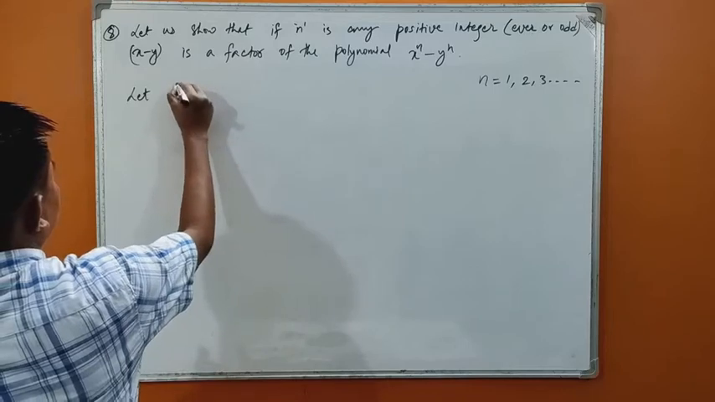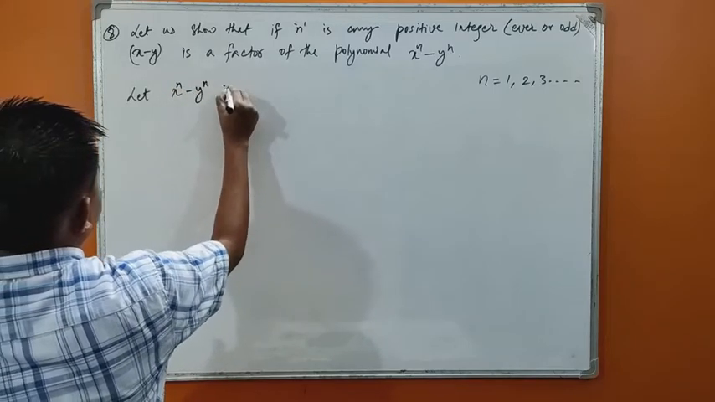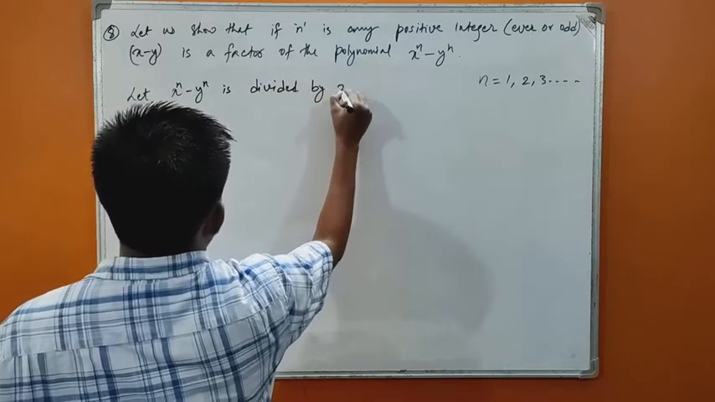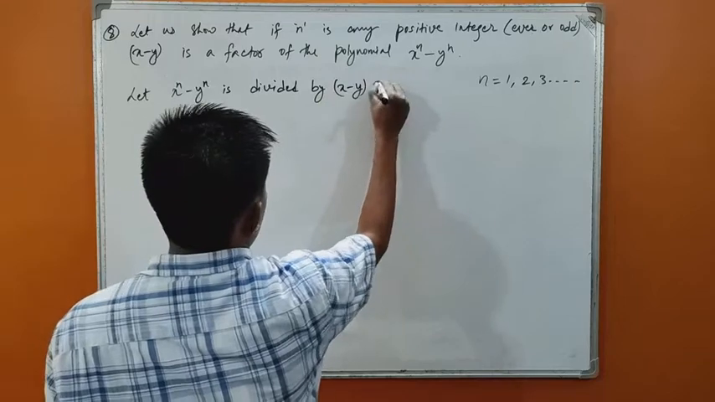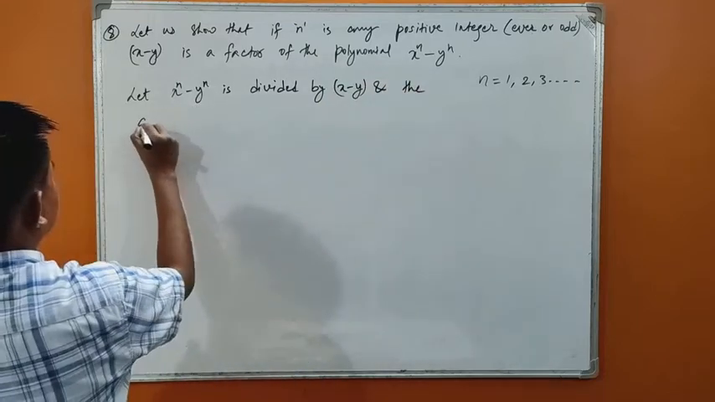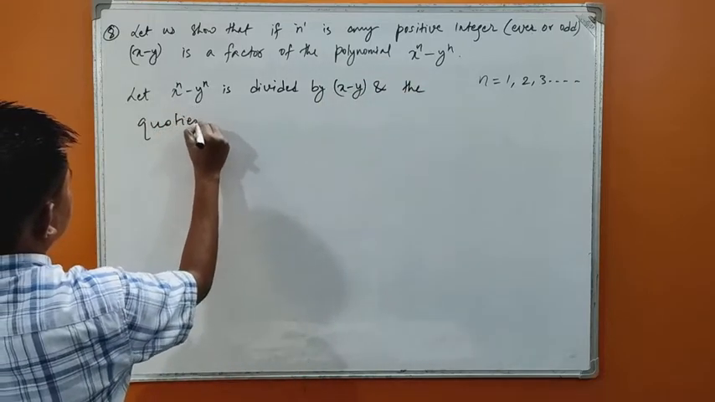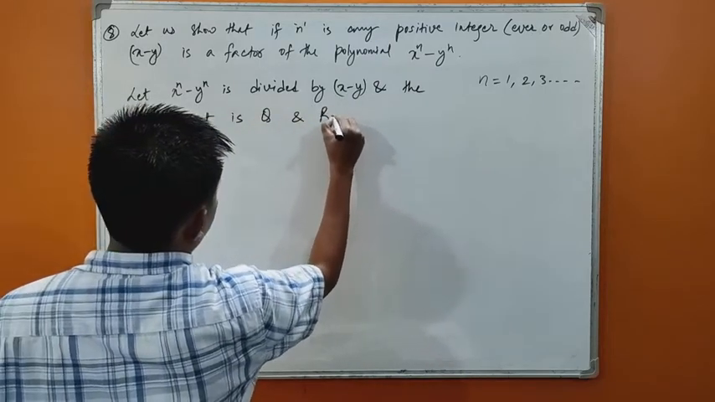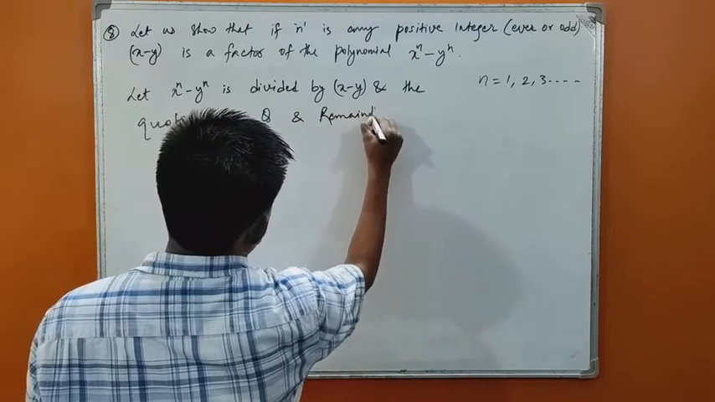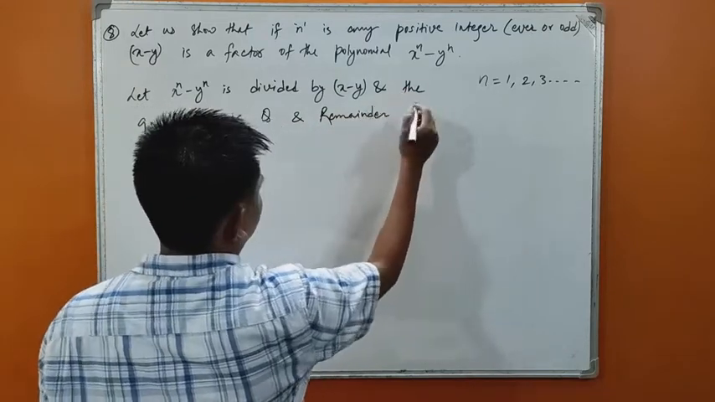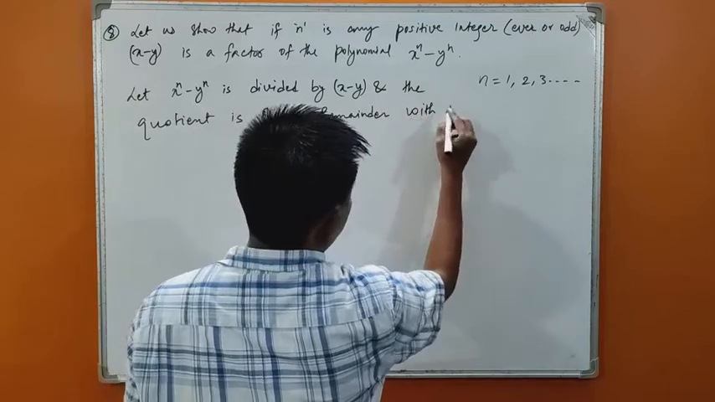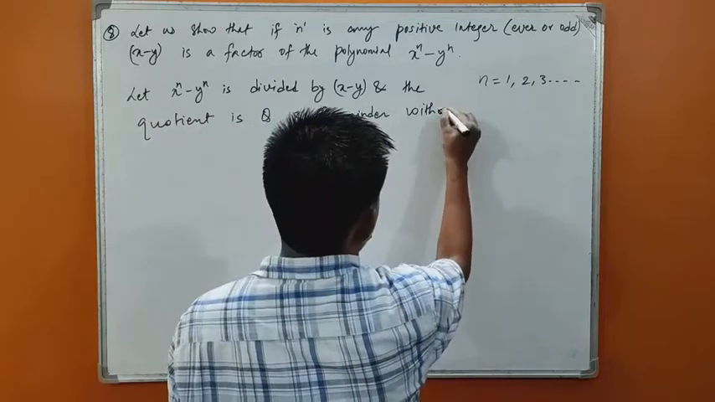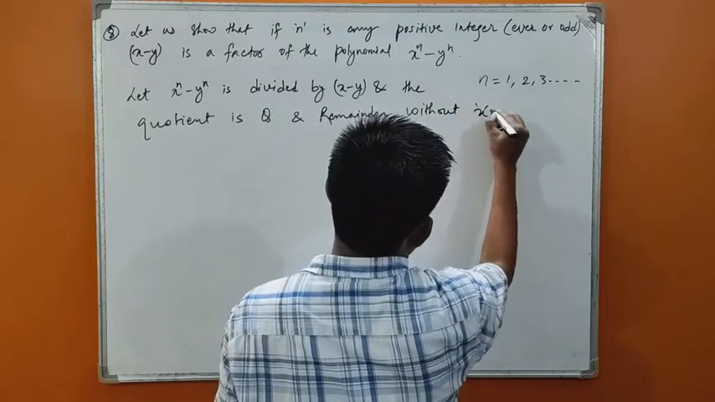Let x to the power n minus y to the power n be divided by x minus y, and the quotient is q, and the remainder without x is r. Okay, the remainder should be without x, meaning the remainder should be a constant number free of the variable.